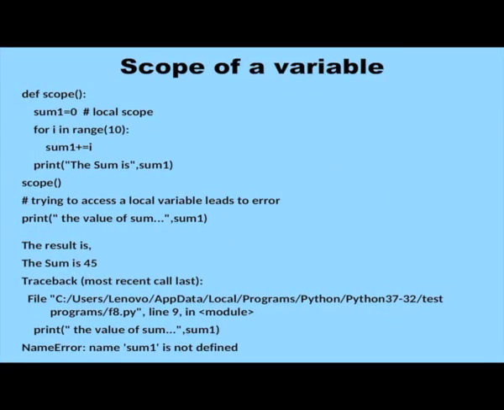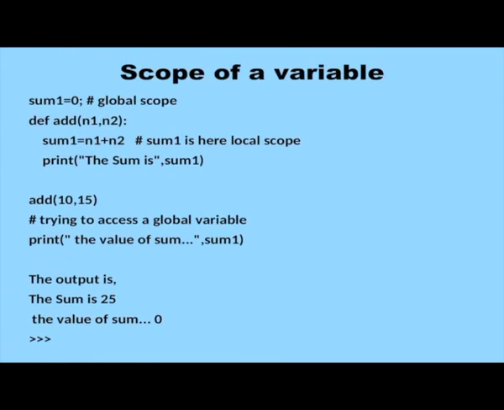So, here you can see a function called scope having a variable sum1 with local scope. This sum1 variable is used to find the sum of 10 numbers in the range 0 to 9. When the same variable is accessed outside the function, we get an error because sum1 is in the local scope, which is valid only within the scope function. Here we have defined sum1 as a global variable. It has a global scope so that it can be accessible throughout the entire program.